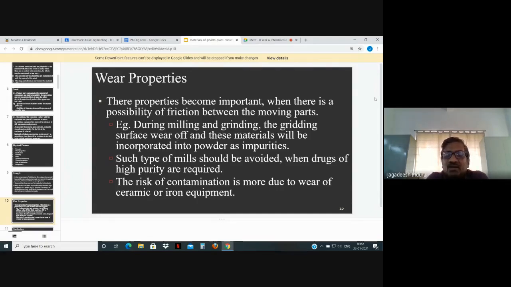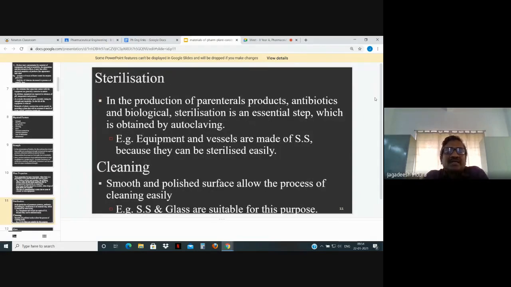This is very much we need to take into consideration: wear properties. Of course, in maintenance we require a smooth surface, but at the same time for sterilization, if you want to use our product for parenterals, for injections, we need to consider this factor. We need to consider whether this material is sterilizable or not, and whether it can withstand the temperature or not.